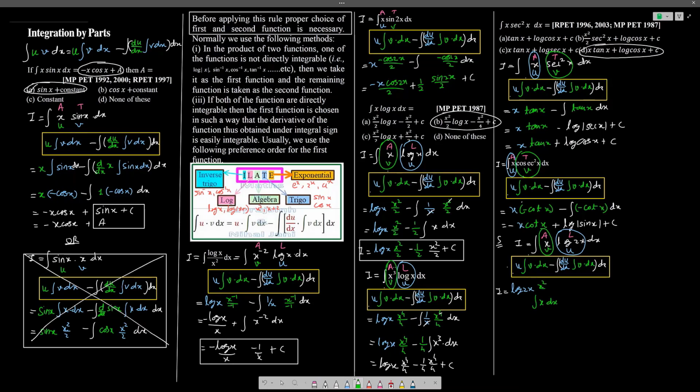That will be x square by 2. And in the second term, we have to integrate the product of differentiation of u, log 2x differentiation, 1 upon 2x into 2, and integration of v, or we can say integration of x, that will be x square by 2, dx.